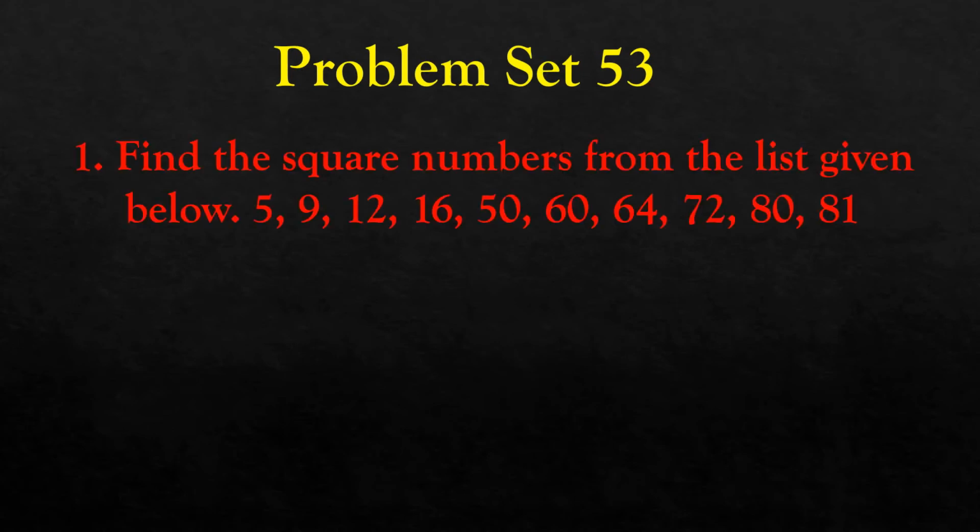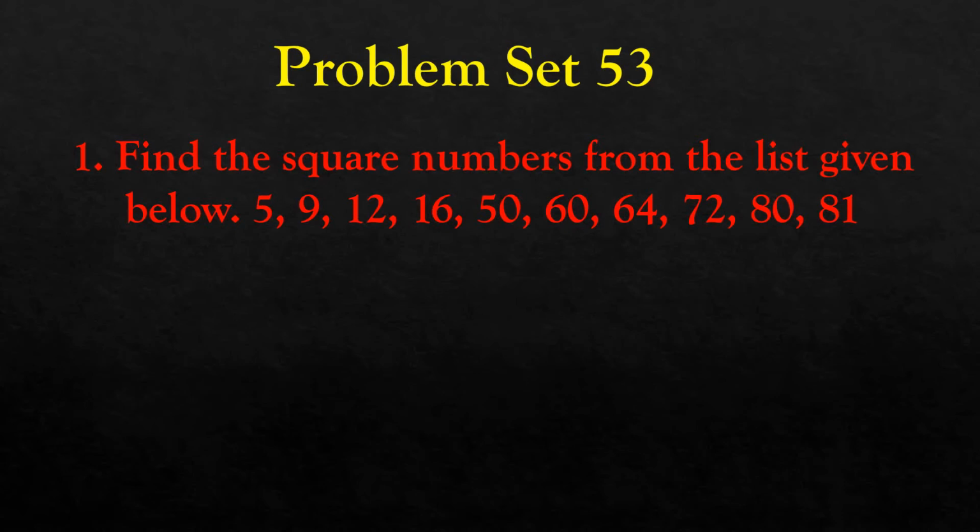Now we will discuss problem set 53. Question number 1. Find the square numbers from the list given below. So here you can see the numbers list is given. From that you have to find out square numbers. So the numbers are 5, 9, 12, 16, 50, 60, 64, 72, 80 and 81. From this number you have to find out which are the square numbers.